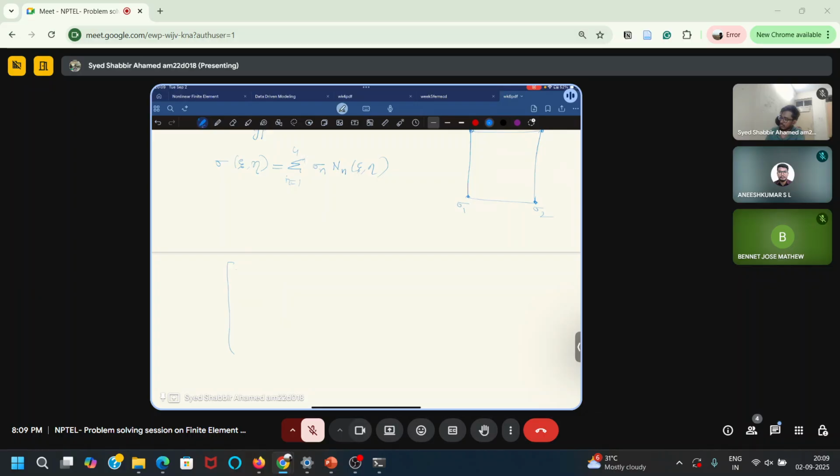I want to find the stress at the four Gauss points. The four Gauss points will be eta 1, eta 1; eta 1, eta 2; eta 2, eta 1; eta 2, eta 2. You have found stress at the Gauss points. Why can you put node coordinates?